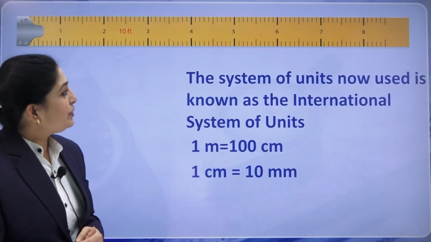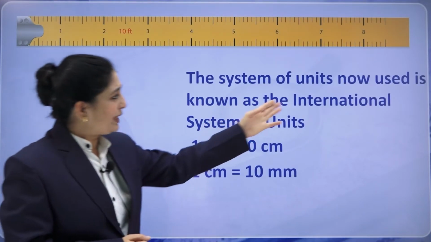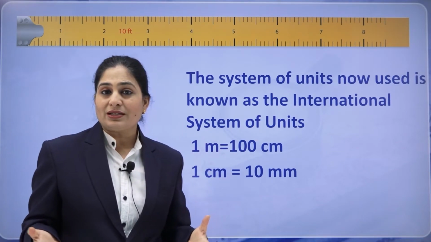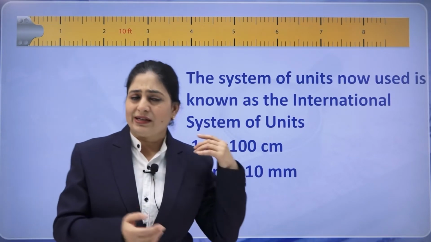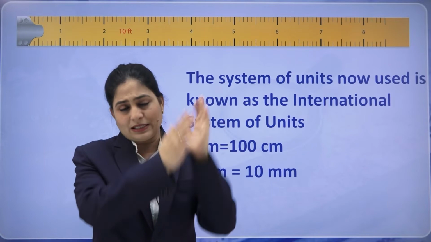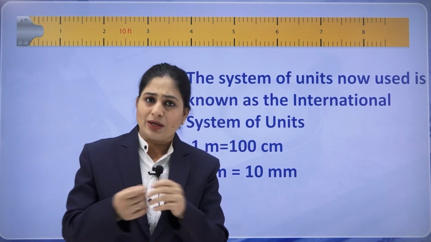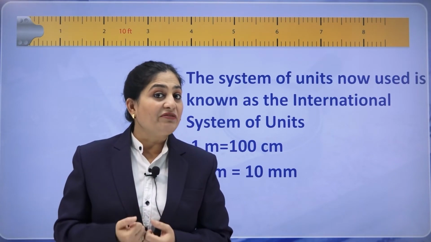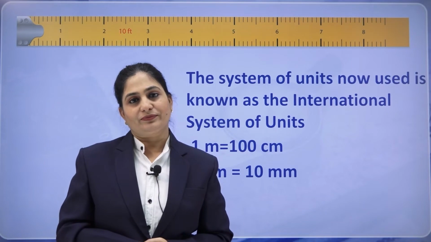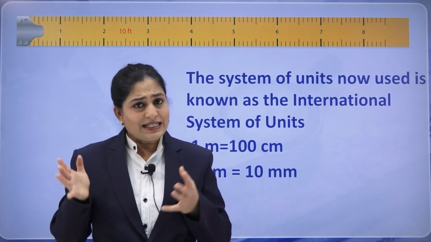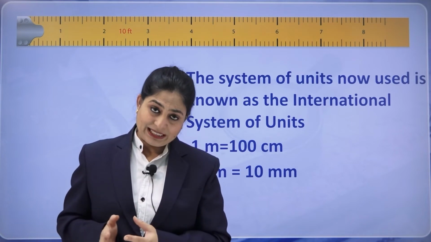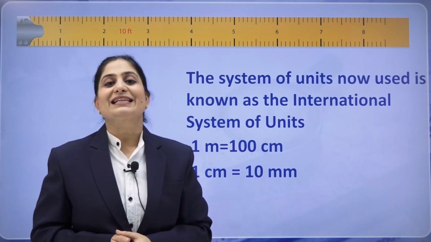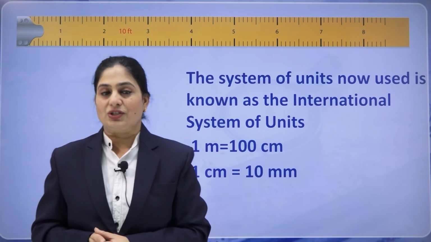Let's see a few other uniform measurements. The system of units now used is known as the International System of Units. And why are we using this? Because all those conventional methods, whether it is hand span, cubit, fingers, or string, are conventional methods and are not uniform, and not even accepted worldwide. So there should be some specific system that is accepted worldwide, and we call it the International System of Units, or the SI system.